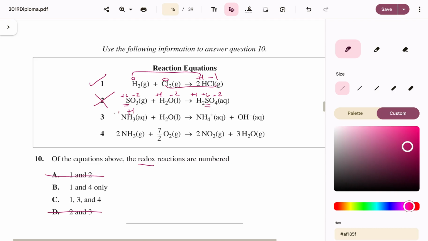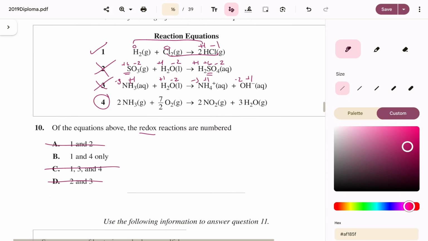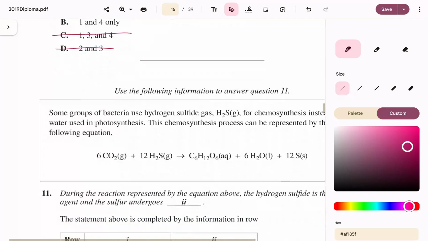So this one would have to be -3, -2, +1, +1, -3, and then we have -2, +1, and nothing is changing, so that we're not including 3. And so we can be safe and include 4 because it's our last one, and just for the sake of time, we'll skip it. But if you're reading the diploma, do not skip it. Assign your oxidation numbers. Look for one gaining, one getting more negative.